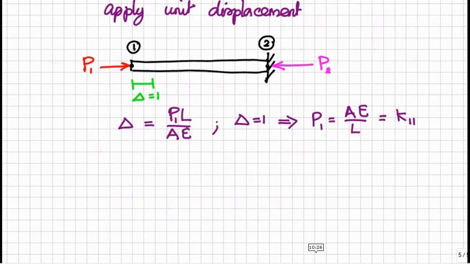And as per the stiffness coefficient definition, this is the force due to the unit displacement. That is, this is a force at node 1 due to the unit displacement at node 1. Therefore, this is the stiffness coefficient K11. Because the first index indicates where we measure the force, the second one indicates where we apply the unit displacement. Here, both force and displacement are at node 1. Therefore, K11. So, K11 is equal to AE by L.